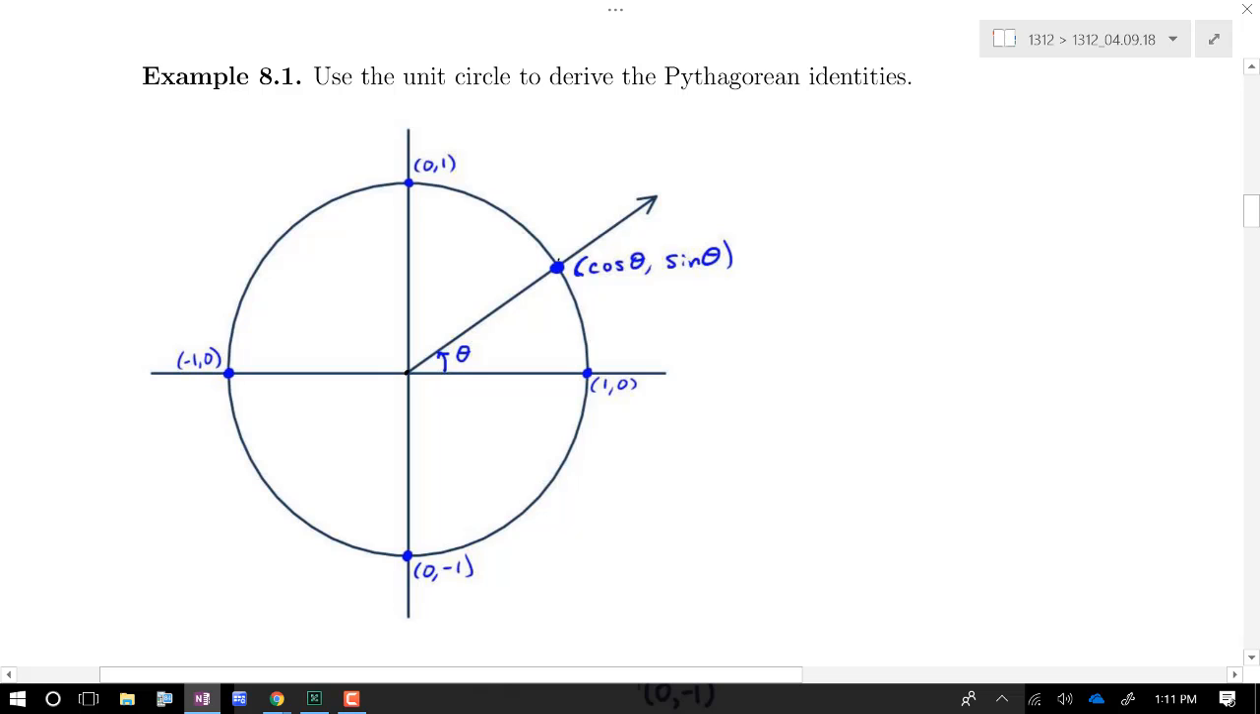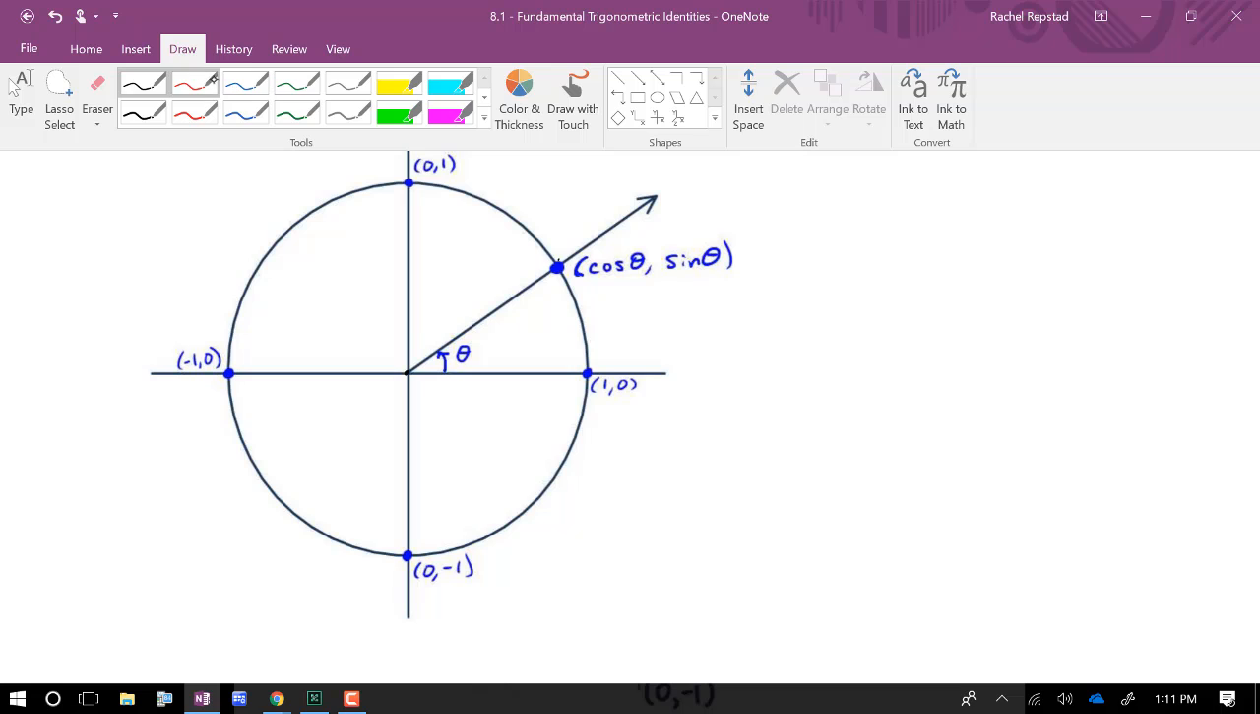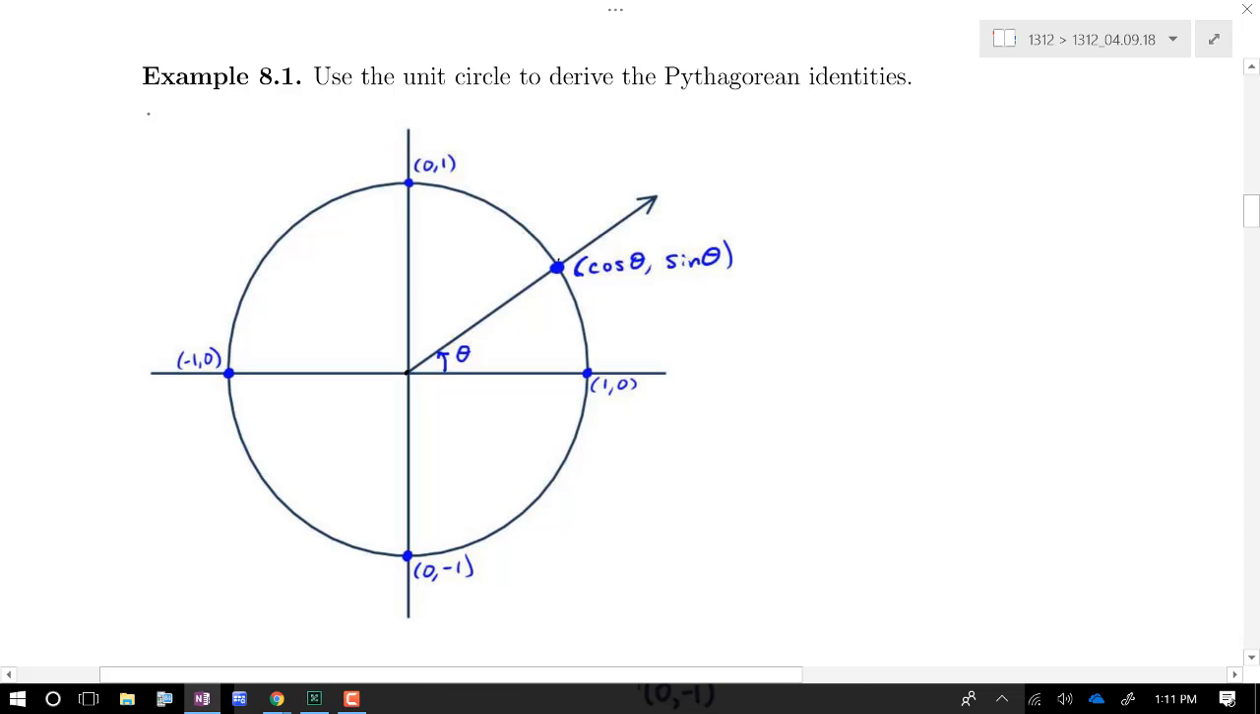So they call it the Pythagorean identity. Why do you suppose they call it that? Yeah. It is essentially an instance of the Pythagorean theorem. So starting from this figure, it might make sense to just drop down a perpendicular, and we'll make a little right triangle.